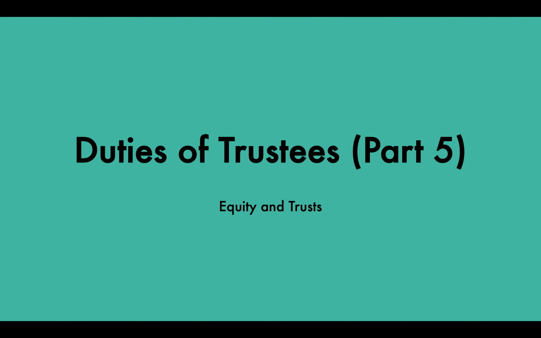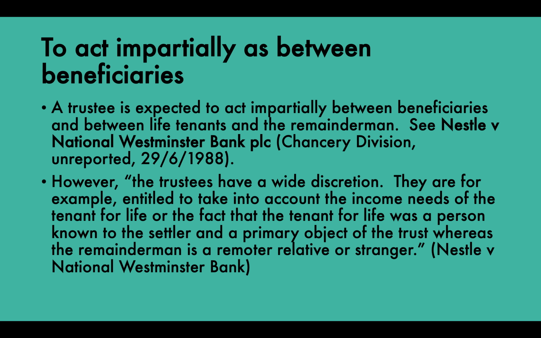Welcome back to another video, and in this video we're going to be looking at part 5 and the final part on the duties of trustees. So the next duty is to act impartially as between beneficiaries. So trustees must act impartially between the beneficiaries.